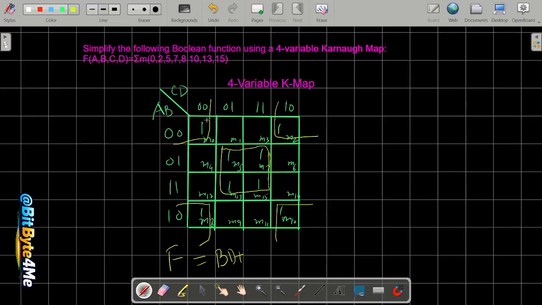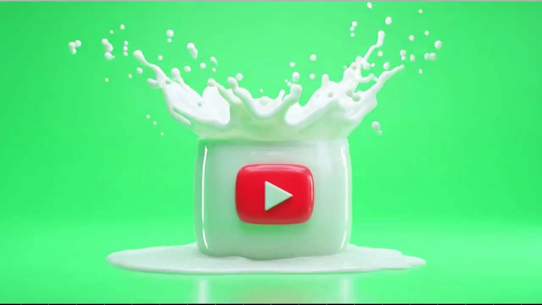For these 4, we see that for AB, the value of A changes from 0 to 1, and the value of B stays 0, 0. So the value of B is 0, so B bar will come. And on this side, for CD, the value of C is 0 here and becomes 1 here, and the value of D is 0 and stays 0. So this will be D bar. So this is the equation which we have simplified the given equation into. So this is the simplified equation, BD plus B bar D bar. So this is the way we can simplify equations using K maps. Thank you.